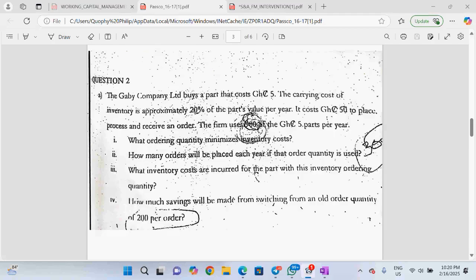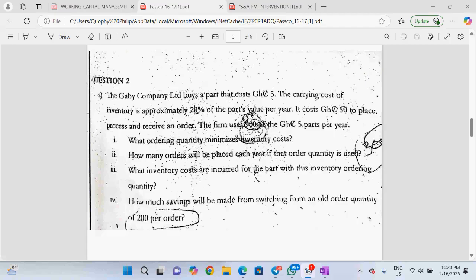The question sometimes will not go straight to the point. What ordering quantity minimizes inventory cost? It is asking you to compute economic order quantity. This is a past question for 2016, 2017. If those people were not smart to know that this is the ordering quantity that minimizes inventory, the information given should even tell you that it will be the economic order quantity. All right, so continue.